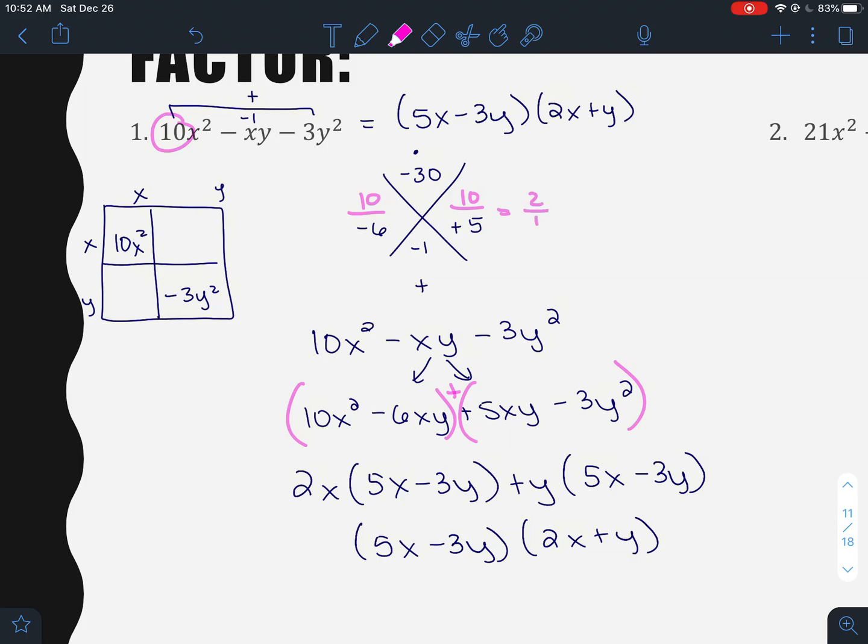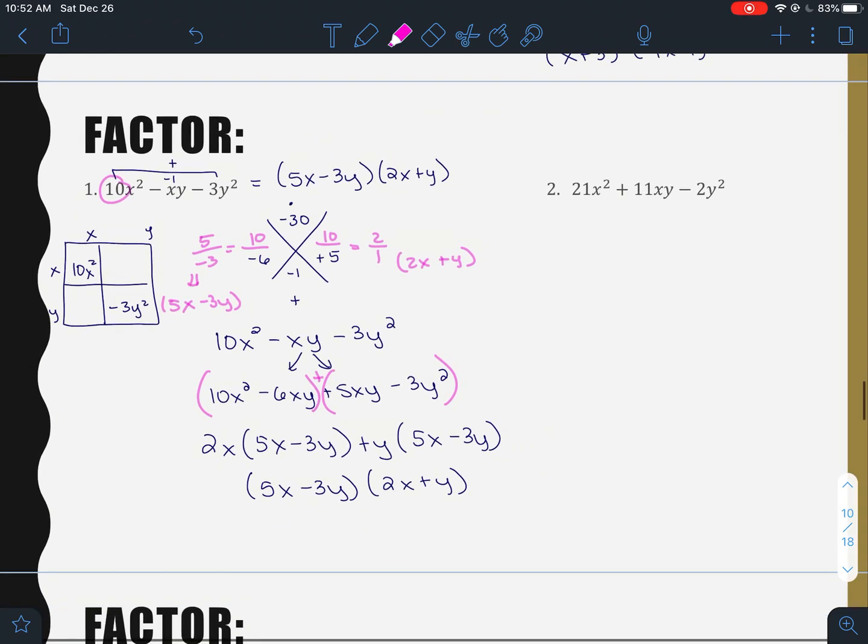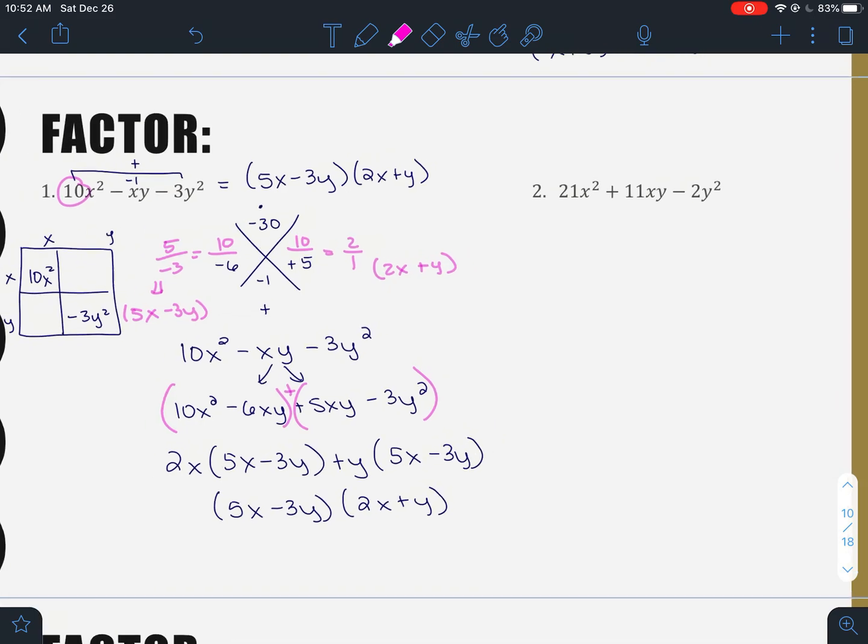Or if I do the original method, or the other method, 10 and 10. So this would reduce to 2 over 1, and this would reduce to 5 over negative 3. But now you've got to be careful, because we need the x and the y. So it'll be 5x minus 3y and 2x plus 1y. So you just have to be careful when there's multiple variables involved.